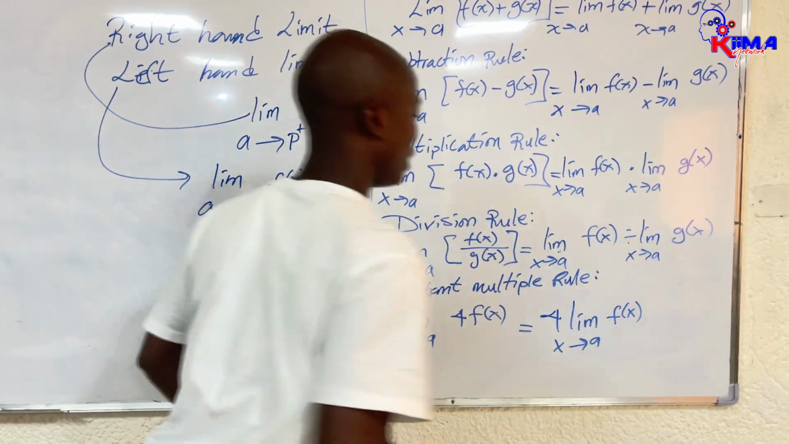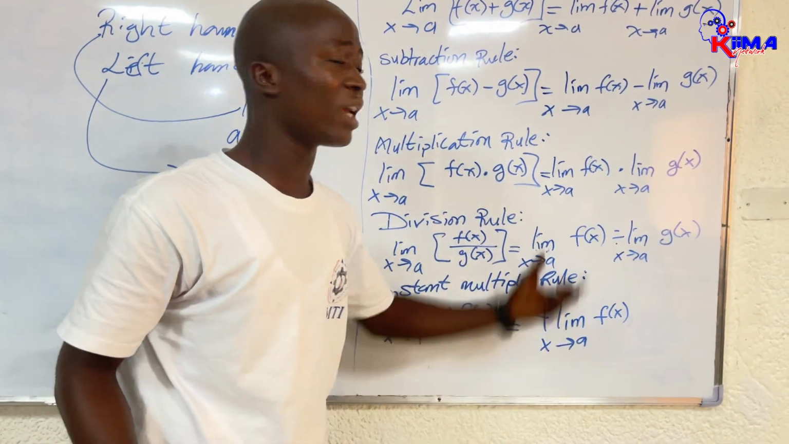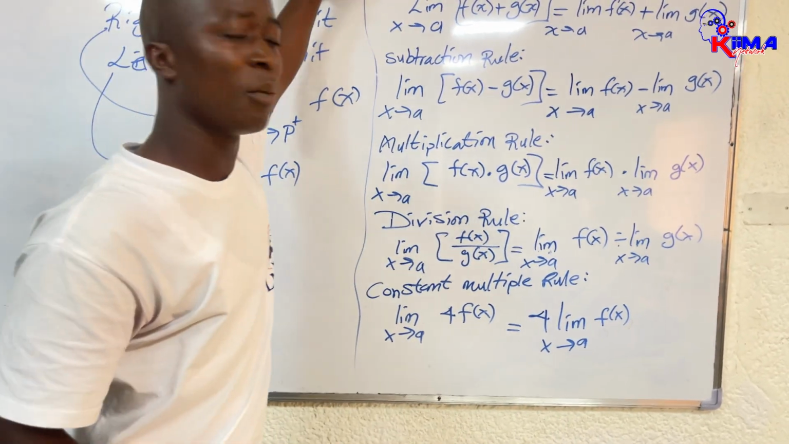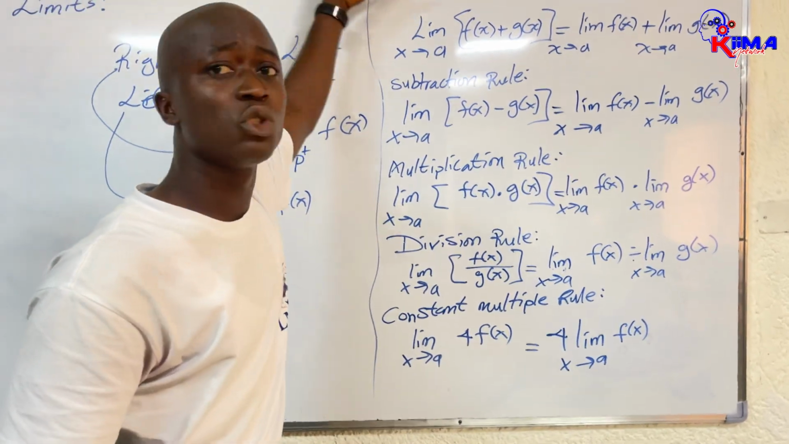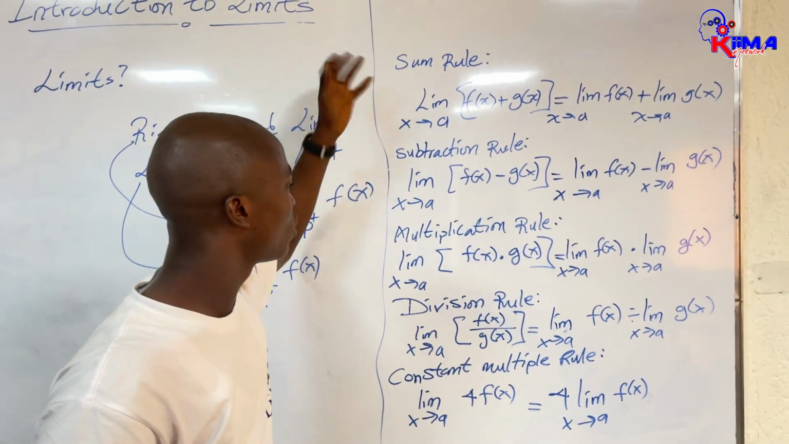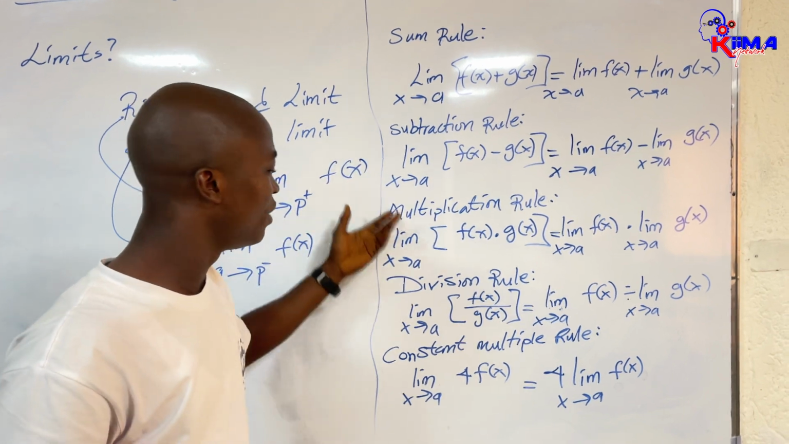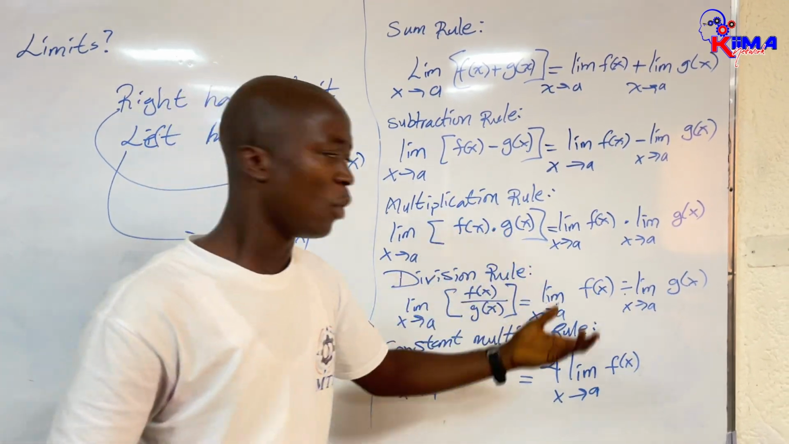So these are the rules that we are going to be working with: the sum rule, which we call the addition rule, the subtraction rule, the multiplication rule, the division rule, and the constant multiple rule.